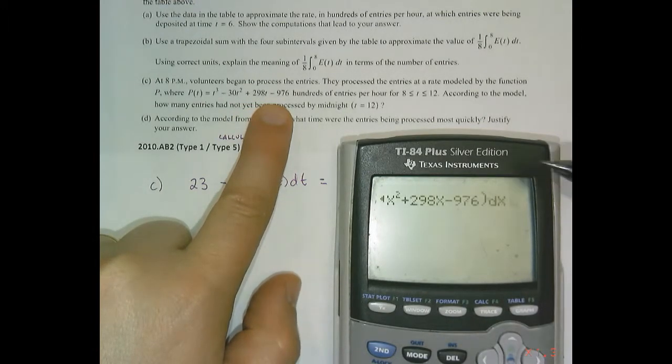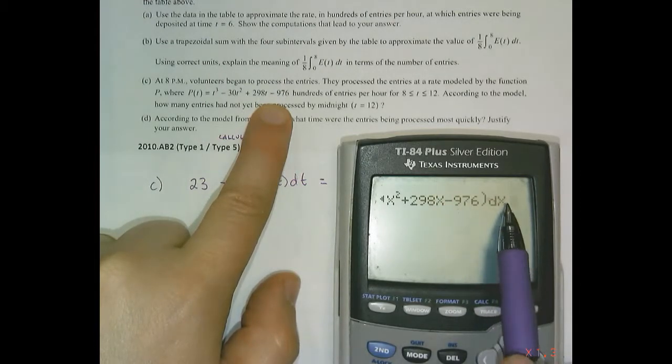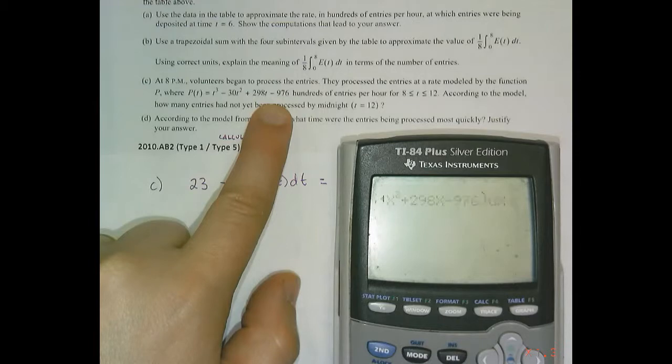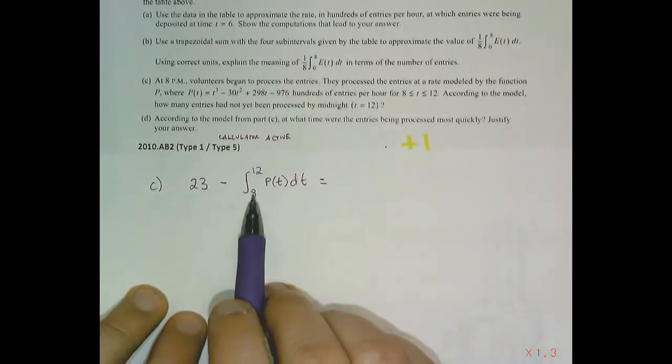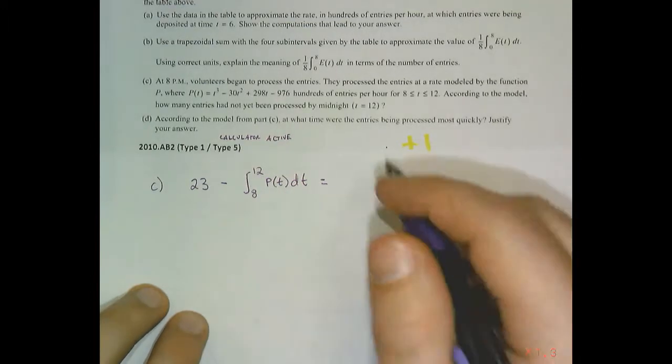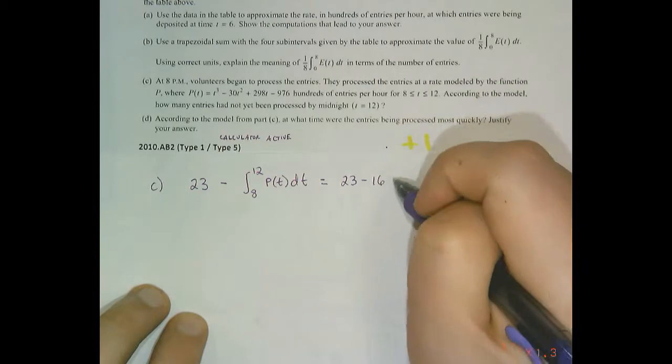Now I of course used x's because my calculator is set up in function notation. But it's an arbitrary variable. As long as we're consistent here and here, we'll get the same answer. This provides us an answer of 16. So between 8 and noon, 1,600 entries were processed. So 23 minus 16 is a total of 7.